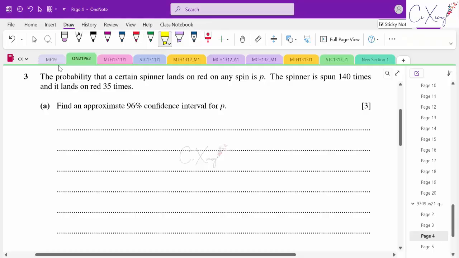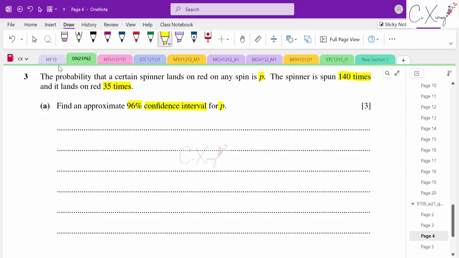Question number 3. The probability that a certain spinner lands on red on any spin is P. The spinner is spun 140 times and it lands on red 35 times. Find an approximate 96% confidence interval for P. This question is very straightforward. They are asking for a confidence interval for P. So what is the formula?